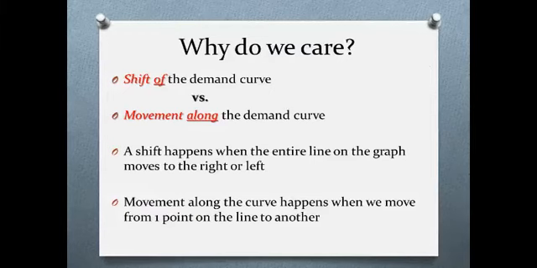So, we have a shift of versus movement along, okay? A shift happens when the entire line on the graph moves to the right or to the left. Movement happens when we move from one point on the line to another point on that same line. So, shift, the entire line moves. Movement is when you go from one point to another.